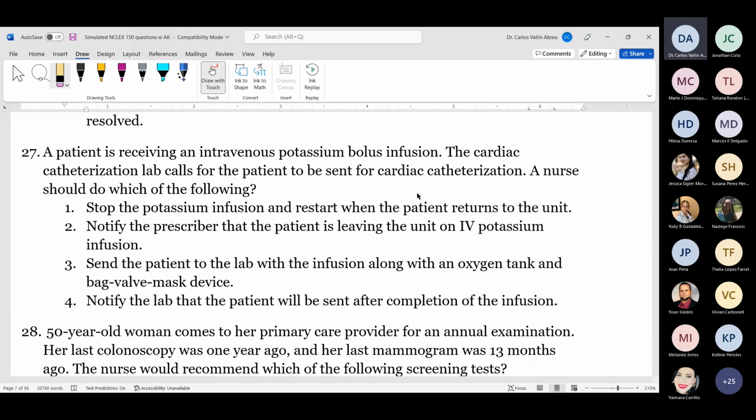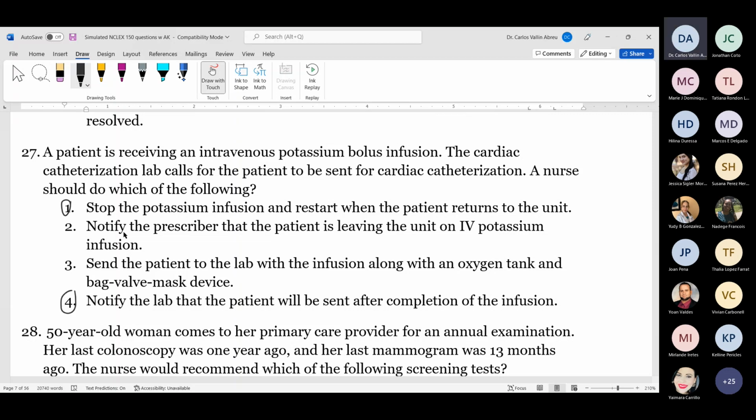A nurse should do which of the following: 1. Stop the potassium infusion and restart when the patient returns from the cardiac catheterization. 2. Notify the prescriber that the patient is leaving the unit on IV infusion. 3. Send the patient to the lab with infusion along with the oxygen tank and the bag valve mask device. 4. Notify the lab that the patient will be sent after finishing the infusion. What do you think is the best option in this scenario? 4. 4. 1. Okay, so you have 1 and 4.